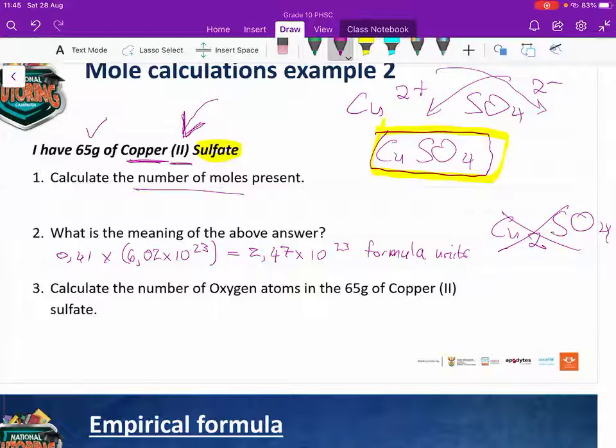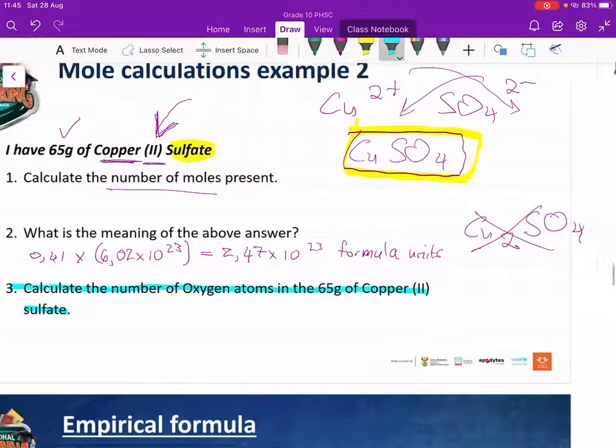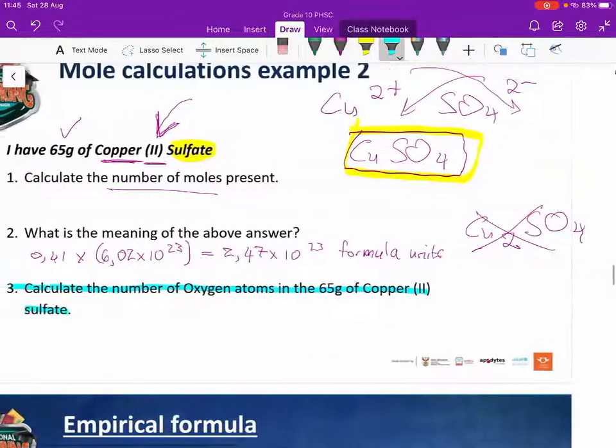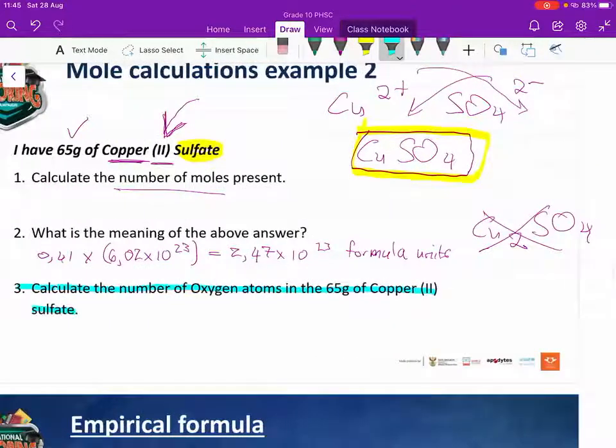Okay, and then this is a question that they love to ask. Calculate the number of oxygen atoms in the 65 grams of copper 2 sulfate. So, remember we've got 0.41 moles of copper sulfate. Okay, that's what we worked out in question 1, 0.41. Let's write it here so we don't have to keep switching. Okay, calculate the number of oxygen atoms. So now we already said, because we've got 0.41 moles, that we've got 2,47 times 10 to the power of 23 formula units.